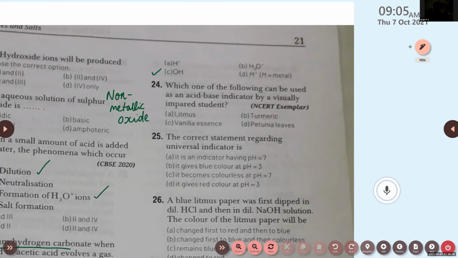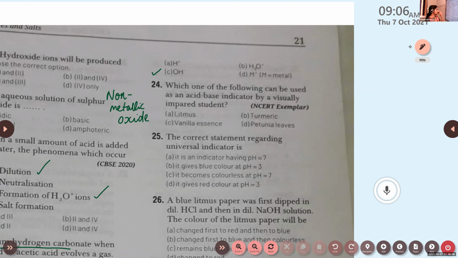Which one of the following can be used as an acid-base indicator by a visually impaired student? Okay, visually impaired student. Option A, litmus. Option B, turmeric. Option C, vanilla essence. Option D, petunia leaves.